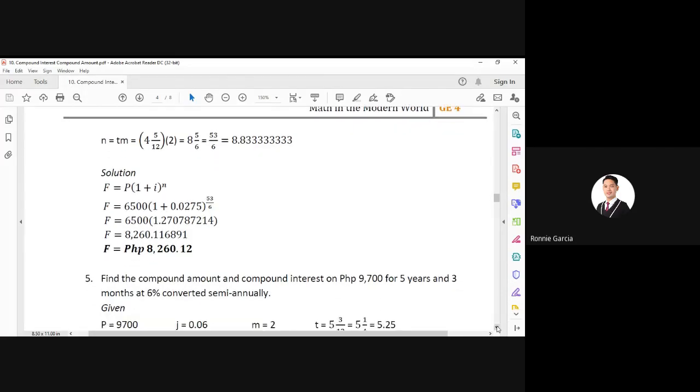Again, I will read this for you para mag-start na mag-solve. Find the compound amount and compound interest. Duha ang gipangayo diri, compound amount and compound interest. So ang interest again, ma-solve ni siya kung i-minus nimo ang compound amount minus principal. On 9,700 pesos for 5 years and 3 months, naghapon siya butal. At 6% converted semi-annually.